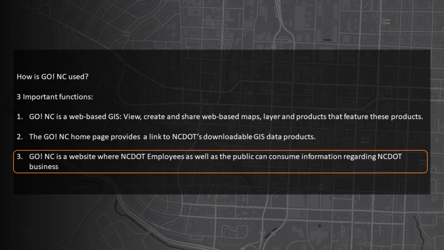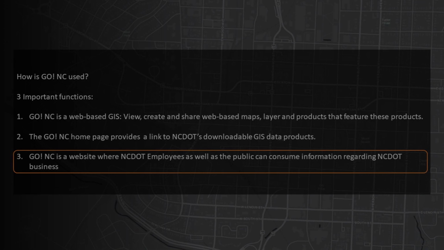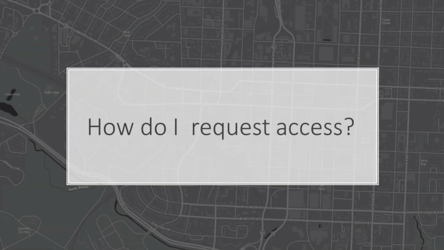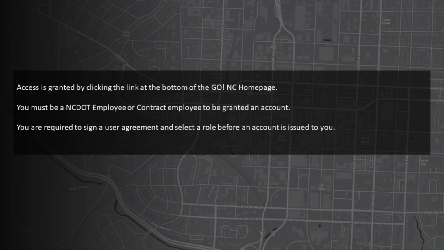Number three, GoNC is a website where NCDOT employees, as well as the public, can consume information produced by NCDOT business units. Access is granted by clicking the link at the bottom of the GoNC homepage. You must be an NCDOT employee or contract employee to be granted an account. You are required to sign a user agreement and select a role before an account is issued to you.